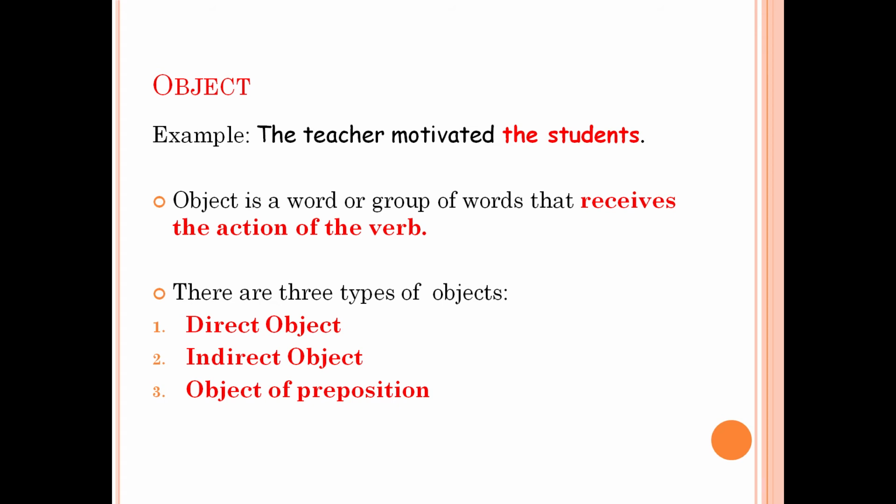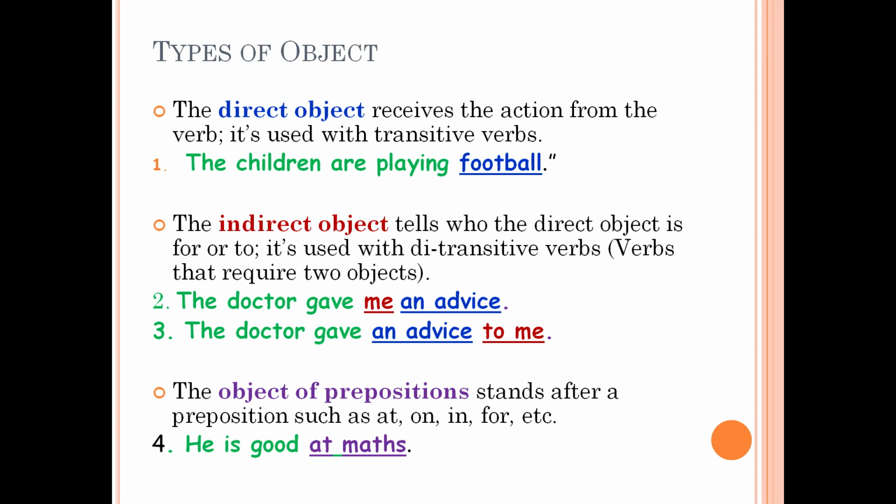Dear students, now do understand what are the types of object. The direct object receives the action from the verb and it's used with transitive verbs. For example, in this sentence, the children are playing football. Football is the direct object. It's receiving the action directly.